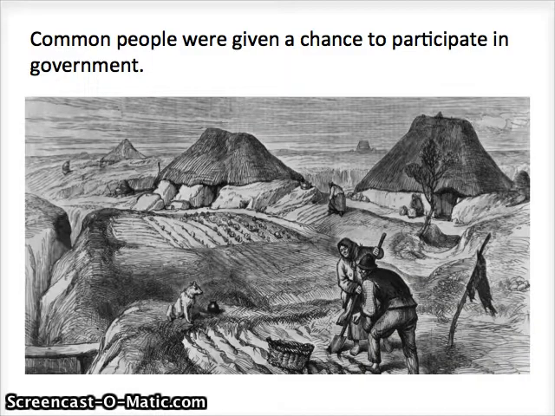This is an example of one of the average persons in America, a farmer. They may have owned land, but they did not have much money, and usually it was hard for them to gain respect or a voice in government.